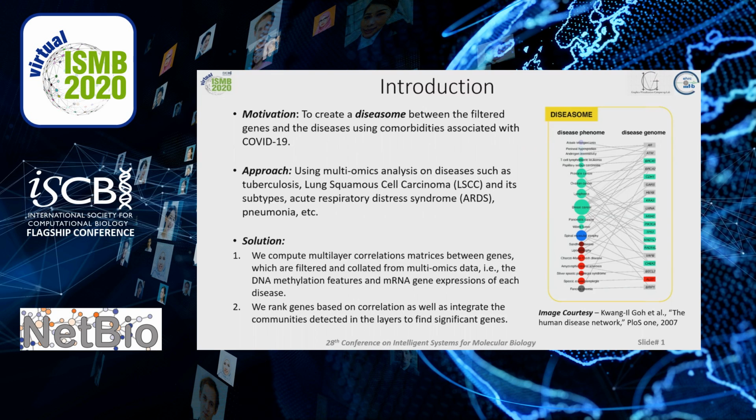Diseasome is a bipartite graph consisting of two disjoint sets of vertices with only interset edges mapping between the disjoint sets. We propose to use diseases that are associated with COVID-19, such as tuberculosis, lung squamous cell carcinoma and its subtypes, pneumonia, etc., for the diseases set, and the genes associated with these diseases as the second set for the bipartite graph. We demonstrate our workflow with the multi-omics values such as DNA methylation features and mRNA expression traits of lung carcinoma obtained from the Cancer Genome Atlas.